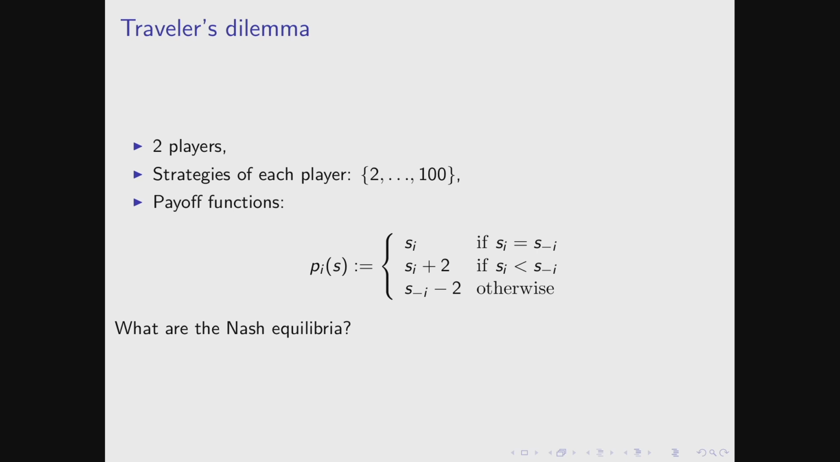If they both reported the same, they get this value. If you reported the smaller value, then you get your amount and also €2 from the other person. And this person gets the smaller amount minus 2, because he has to pay the other player. Yes, so this is clear. Now I have a question to you. What are the Nash equilibria in this game?